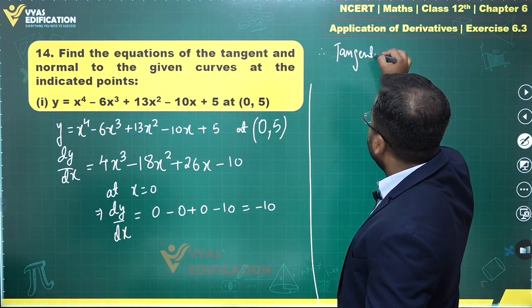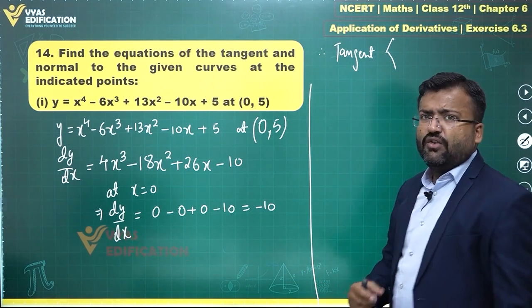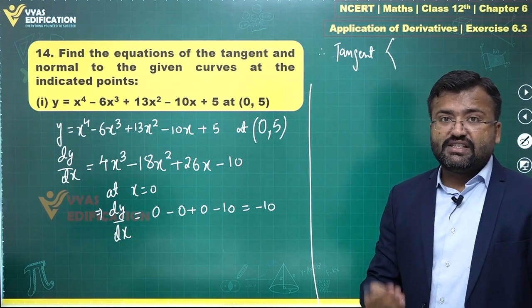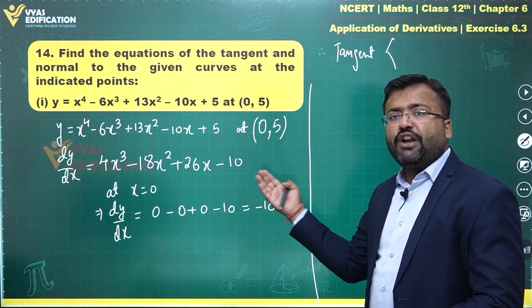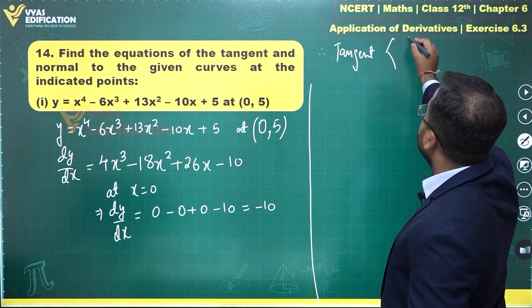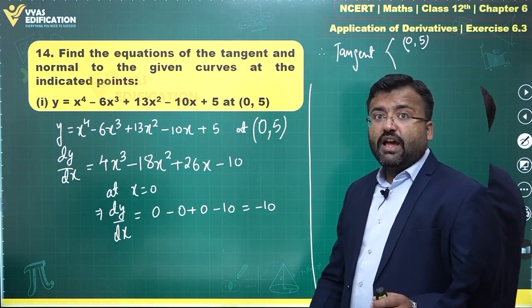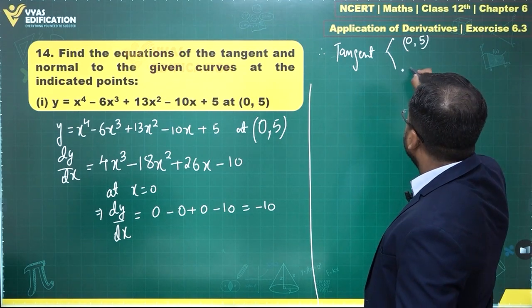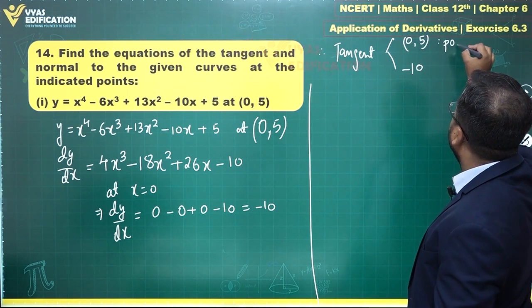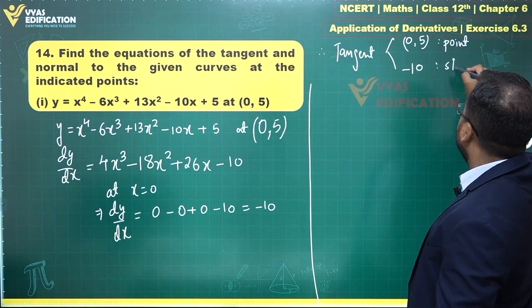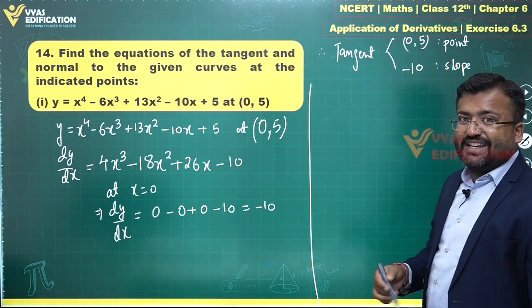for tangent, we needed two things. What are the two things? For finding the equation of any line, we need two things. Tangent is also a line. We need two things, that is maybe 2 points or a point and a slope, and we have obtained that. 0, 5 is the point and minus 10 is the slope. This is the point and this is the slope. On the basis of these two, I can easily find the equation.